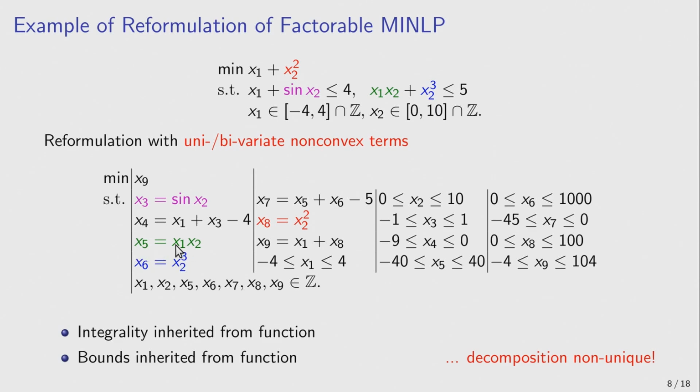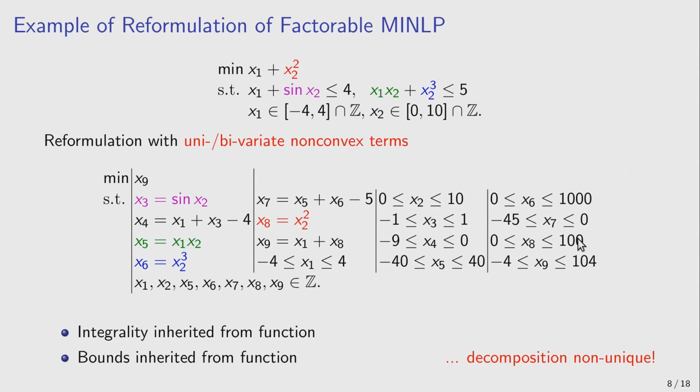Let's do x5 next. So it's x1 times x2. And x1 times x2, well, the lowest it can go is if I choose x1 to be -1 and x2 to be 4, then the product is -40. And if I choose x1 to be 4 and x2 to be 10, then I get the upper bound of 40. So that's a valid bound on these new variables. Let's do one more. x8 is x2 squared. So here's x8, and that's correct, right? If x2 is between 0 and 10, then x8 is between 0 and 100.